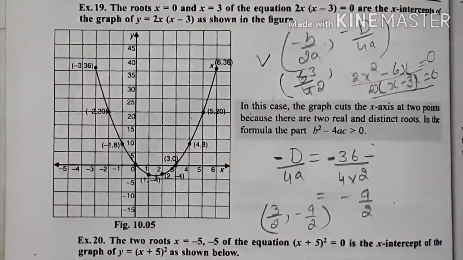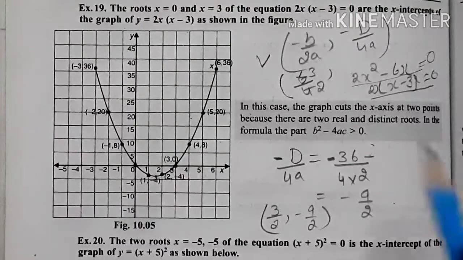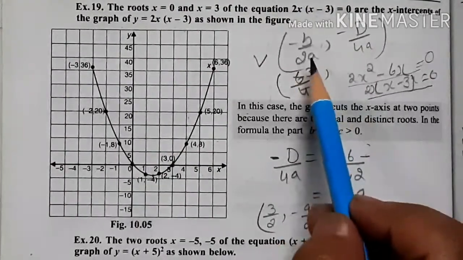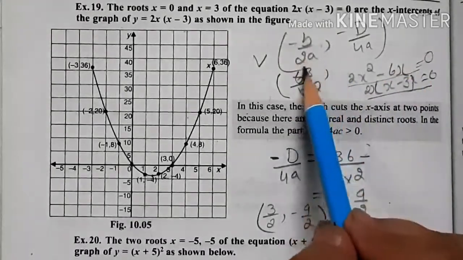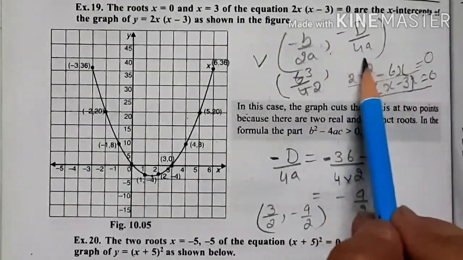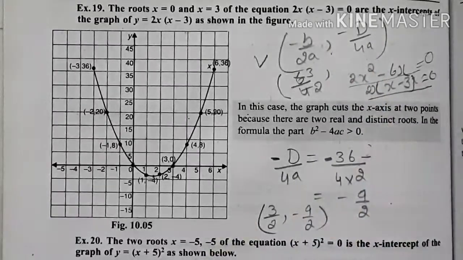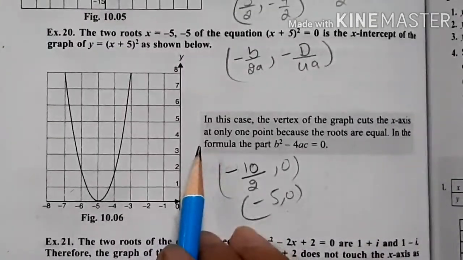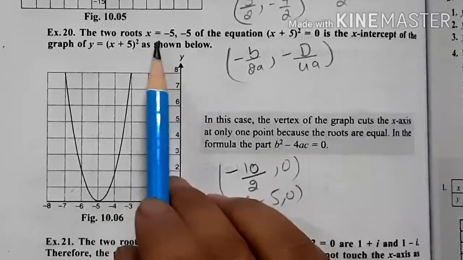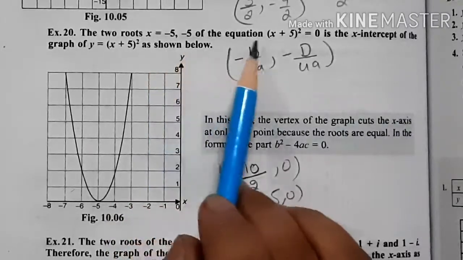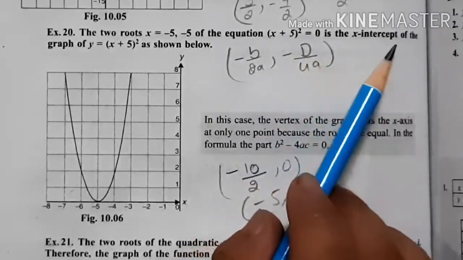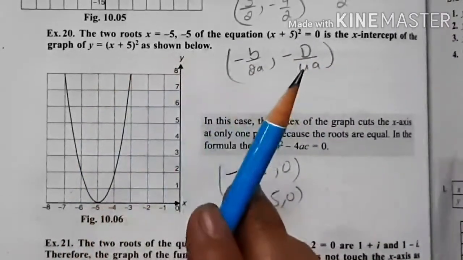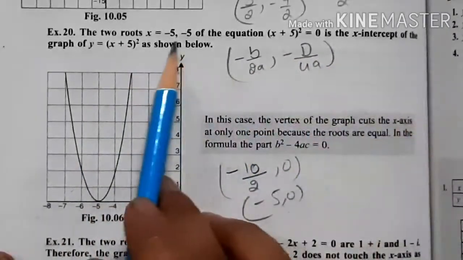Ultimately, the point is that for finding any vertex, vertex meaning the turning point of your quadratic equation, you have to use the rule minus b by 2a comma minus D by 4a. Here also, if I have two equal roots given, x is equal to minus 5 of the equation x plus 5 whole square is equal to 0, so x is equal to minus 5 is the x-intercept, meaning the roots are the same.